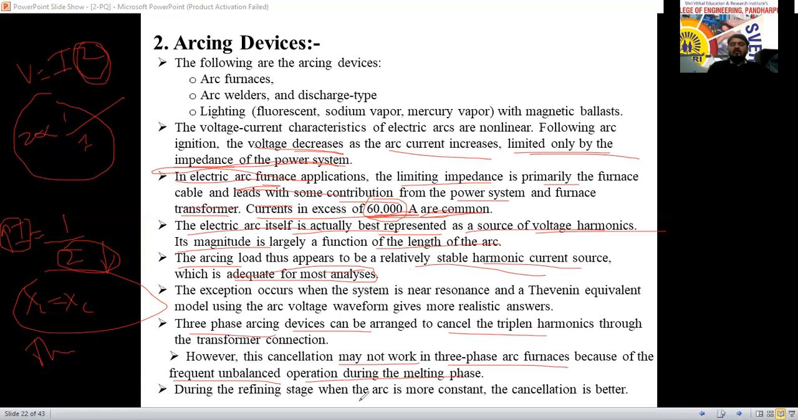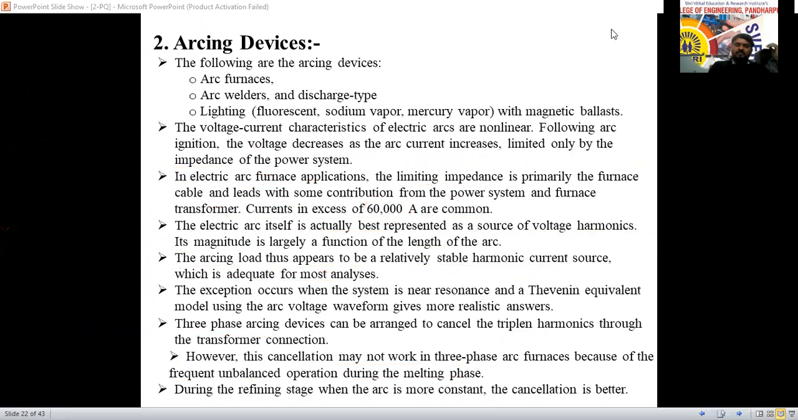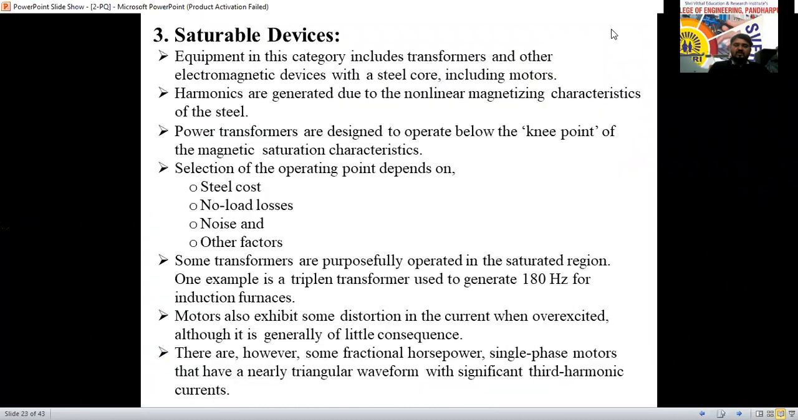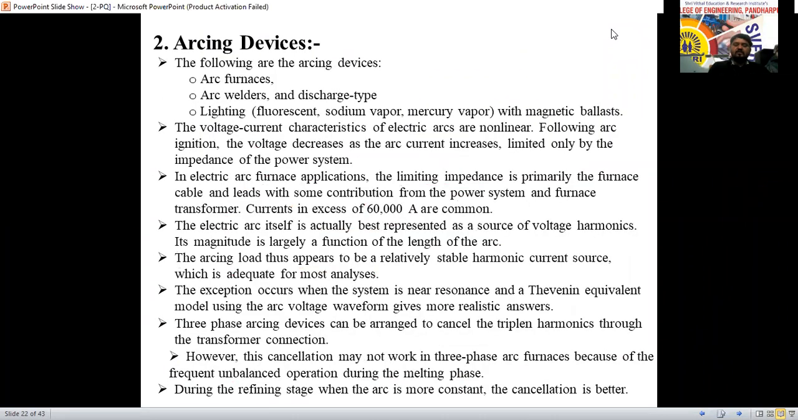During the refining stage, when the arc is more constant, without fluctuation, the cancellation is better. If the arc is constant, then the cancellation works in a better way. So these are the arc devices. Triplen harmonics means the third harmonics, which are produced by arc furnaces, lighting, arc welders and so on.